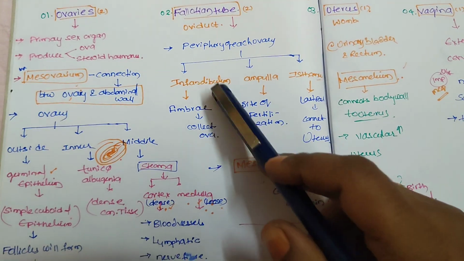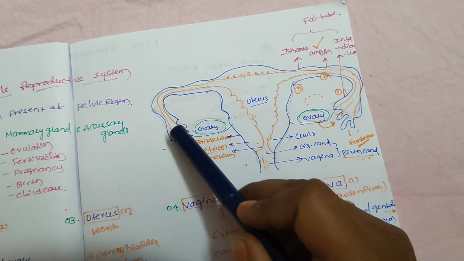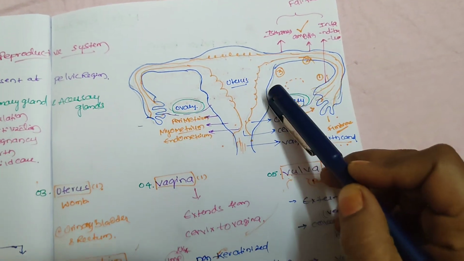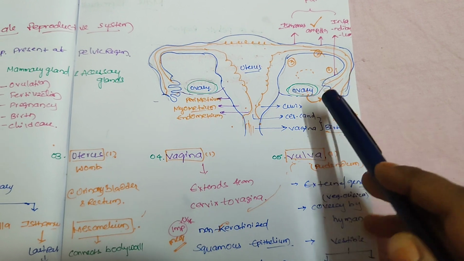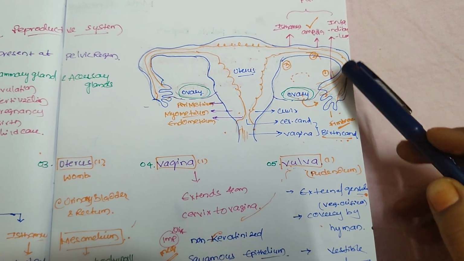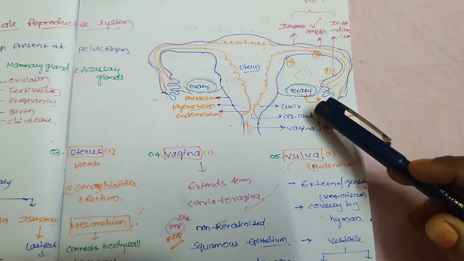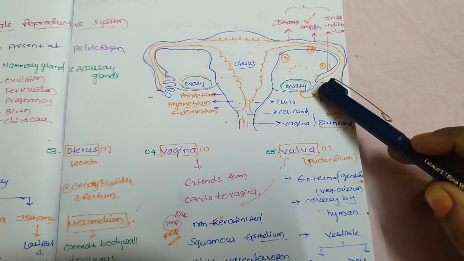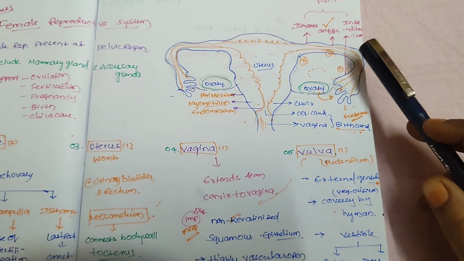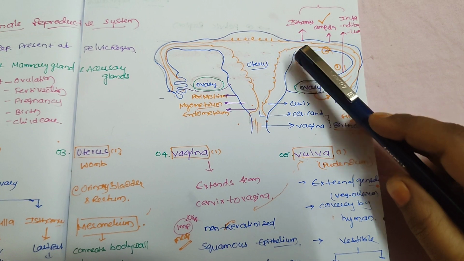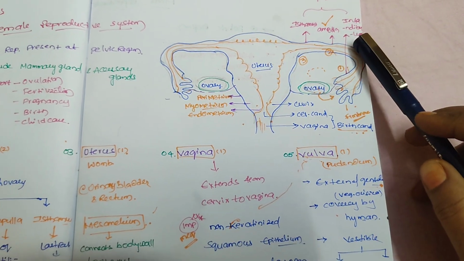Then come to the fallopian tube. From the ovary to the periphery, one pair of fallopian tube is present. It is also called oviduct. It has three parts. First part is infundibulum, second ampulla, third isthmus. So in the MCQ they ask the sequence of the fallopian tube. Arrange the sequence of the parts of fallopian tube. Infundibulum, ampulla, isthmus. From uterus to ovary means isthmus, ampulla, infundibulum.